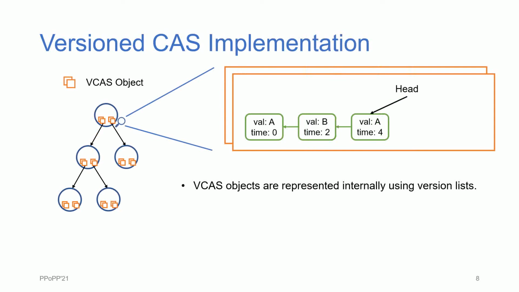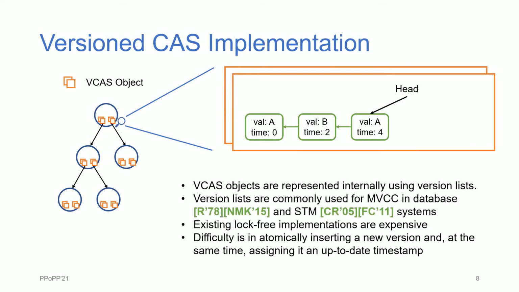Each version CAS object is represented internally using a version list, sorted from newest to oldest. Whenever a new version gets added, it is assigned an up-to-date timestamp. Version lists have been around for a long time, and they've been frequently used to implement multi-version concurrency control in database systems, as well as software transactional memory systems. These version lists are usually implemented with locks. Lock-free solutions do exist, but they are often expensive.